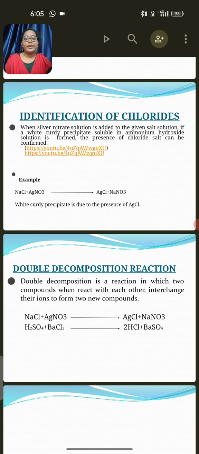In order to identify a salt as a chloride, first of all we take that chloride solution or salt solution in a test tube. Then we add silver nitrate solution to it. Then we get a white curdy precipitate. To that white curdy precipitate, we add ammonium hydroxide. Then the curdy precipitate dissolves. How can we identify? When silver nitrate solution is added to a given salt solution, if a white curdy precipitate soluble in ammonium hydroxide solution is formed, the presence of chloride salt can be confirmed. We will learn in detail by watching a video about this identification of chlorides.